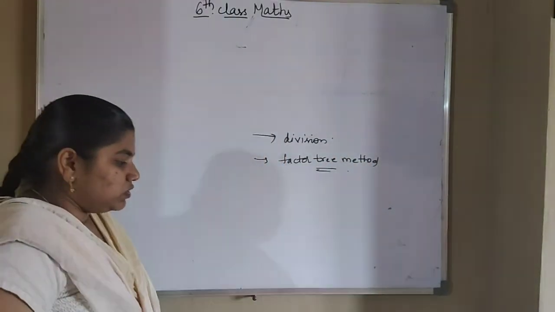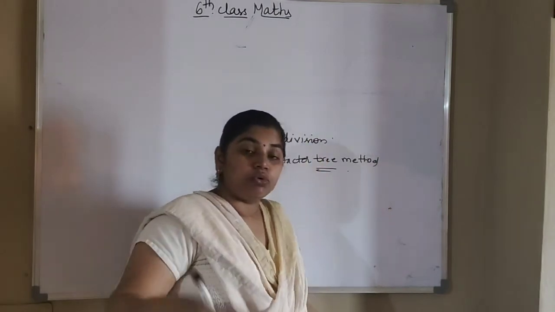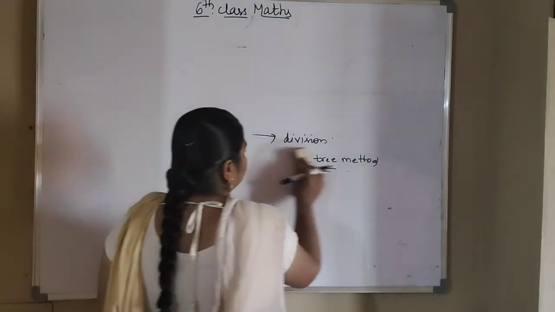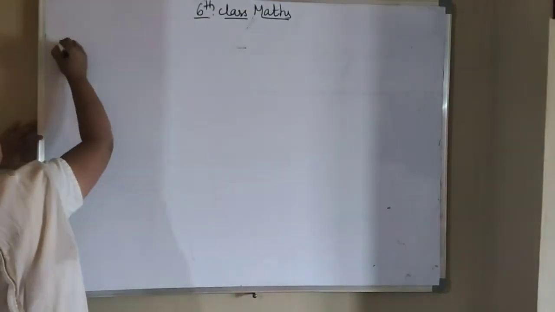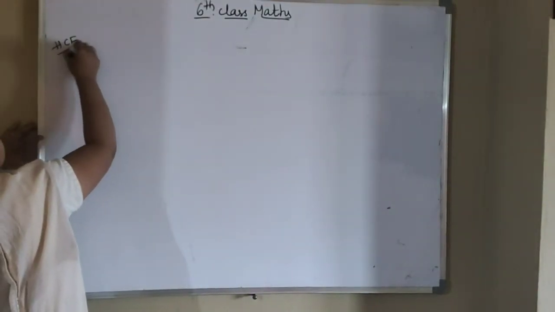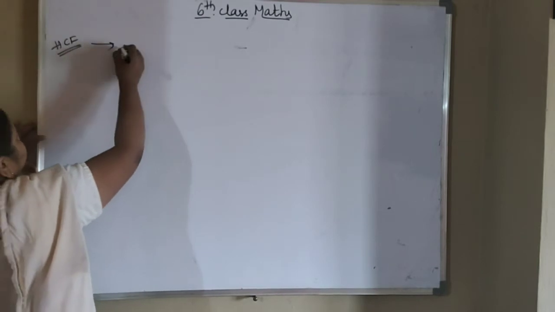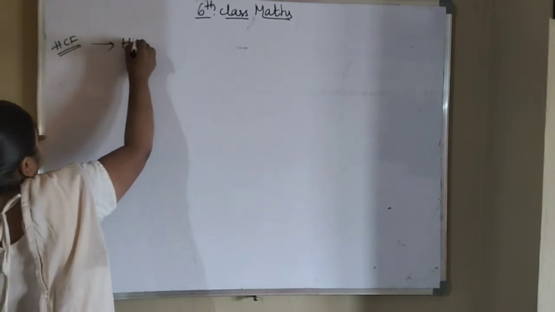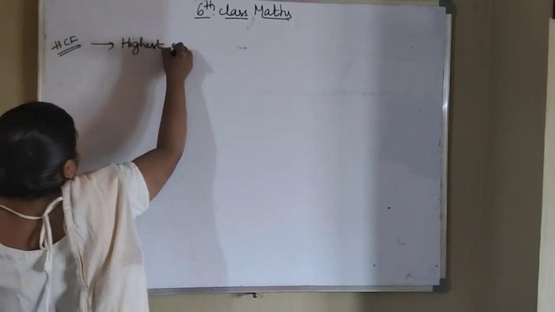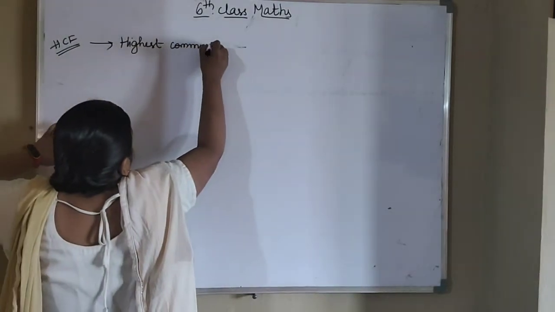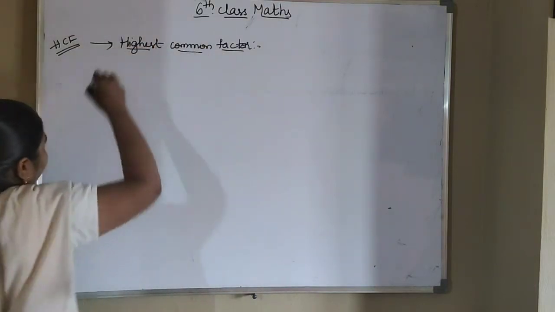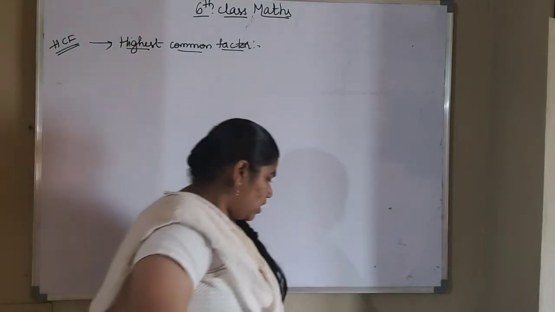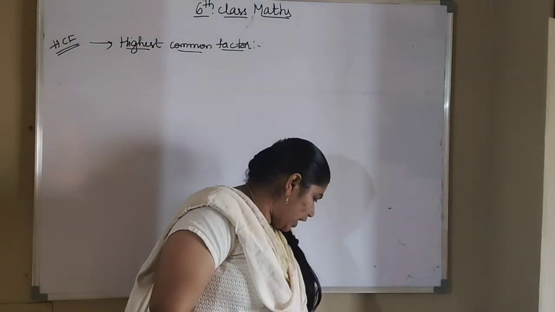Now, by using this prime factorization, we will see how to find the HCF value. What do you mean by HCF? HCF is nothing but highest common factor. So how to find this highest common factor? We will learn this.